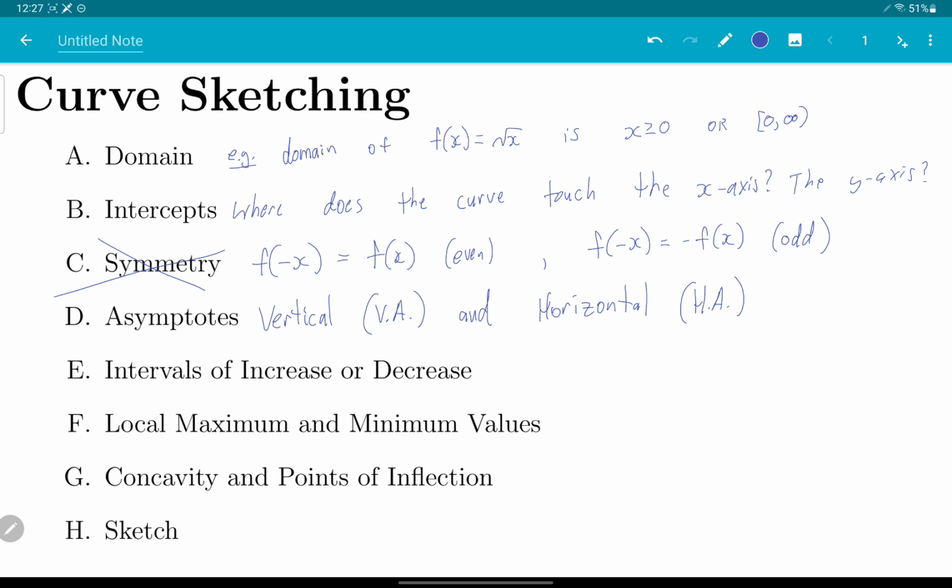Anyway, hopefully you can see how we're going to take all this information, A, B, C, D, E, F, G, and bring it together to try to form a sketch. So lots of examples to come, but here's the outline of our technique.